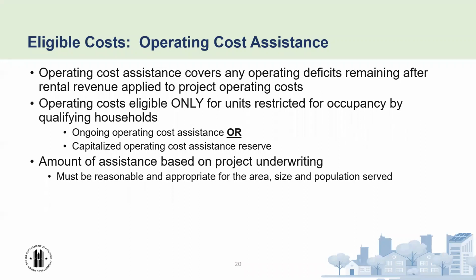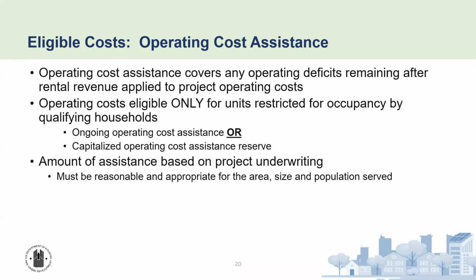While most rental projects rely on tenant rents to cover all or a portion of a project's debt service and operating costs, most HOME-ARP qualifying households won't be able to pay a rent that covers these project costs. The operating cost assistance can cover any deficits that may arise after rental revenue is applied to operating costs. PJs are permitted to pay either ongoing operating costs or capitalize an operating cost assistance reserve, but only for HOME-ARP units that are restricted for qualifying households.